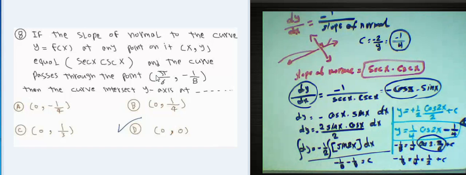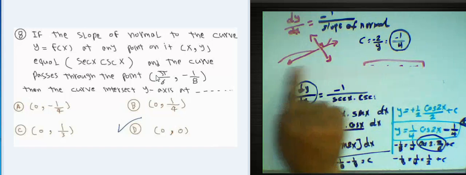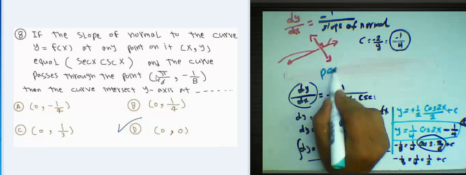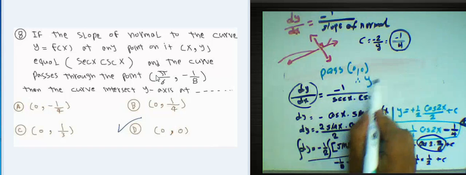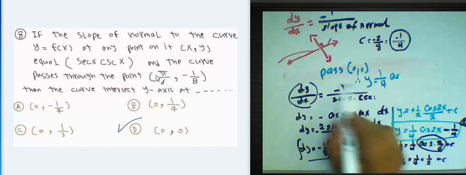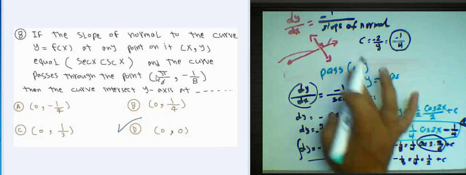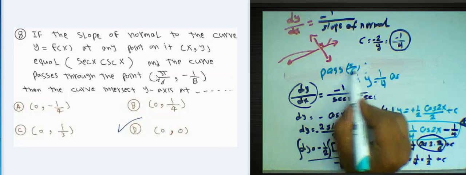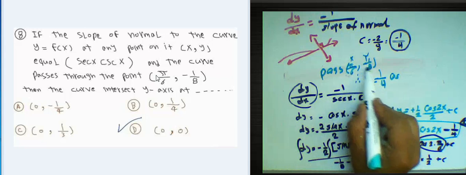Understood? Okay, I will complete this example here. Look with me. The curve passes through the point 0 and 0. Then y will equal 1 over 4 cosine, put x equal 0 here. Passing through the point what? The given point is pi over 6 and negative 1 over 8. I put x equal pi over 6 and y equal negative 1 over 8.